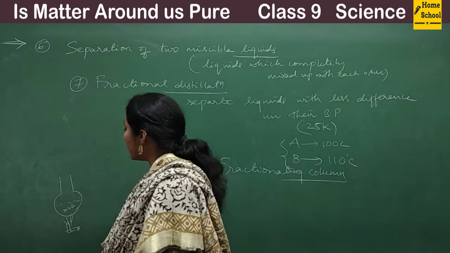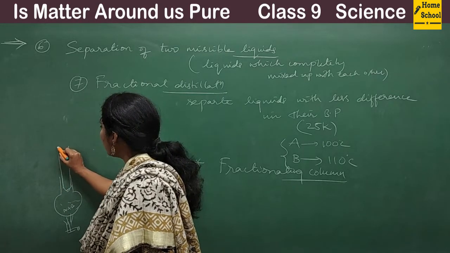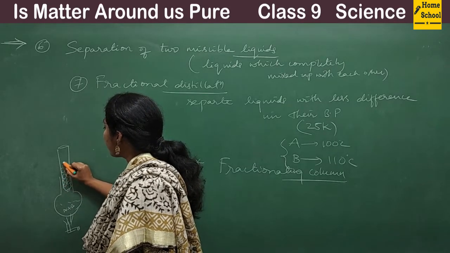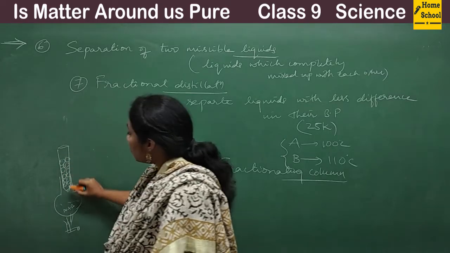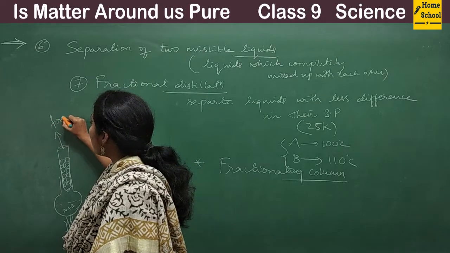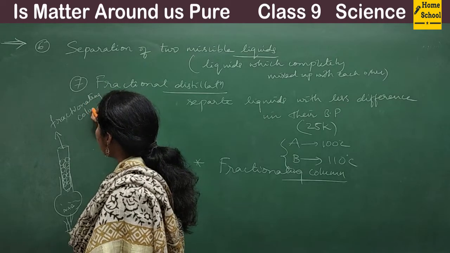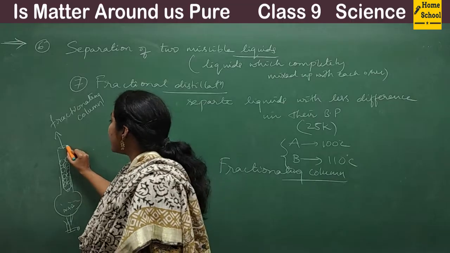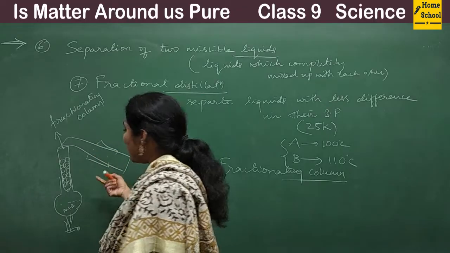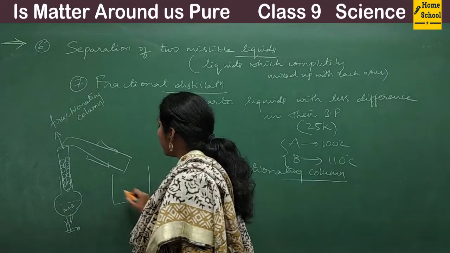This is our Bunsen burner, and here a glass tube is introduced. There is a glass tube which contains a number of glass beads. This is a glass tube which contains glass beads. This is what we call the fractionating column. This is a very important instrument here. Now this is connected to a condenser. I am actually drawing a very rough figure just to make you understand. And you can keep a beaker here.